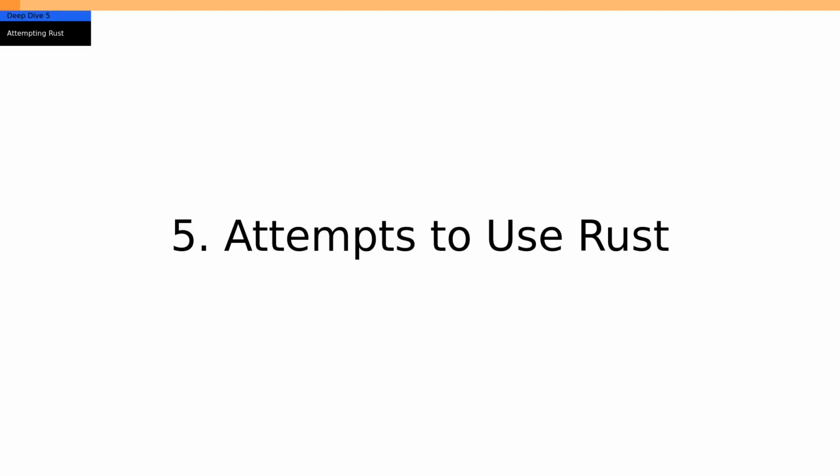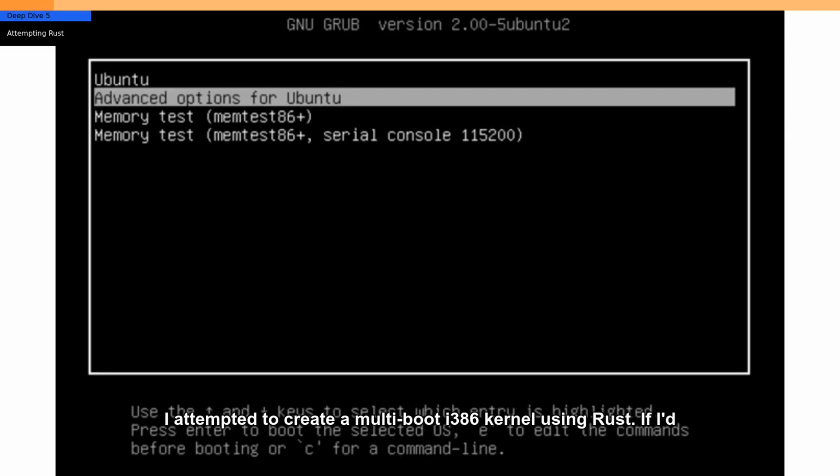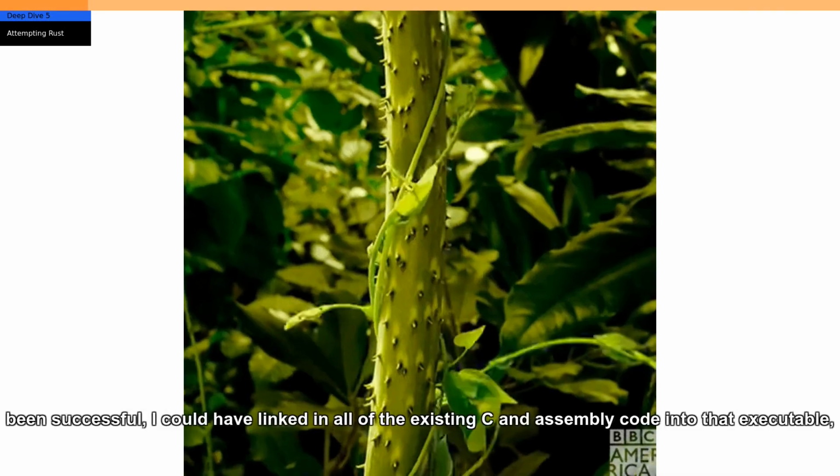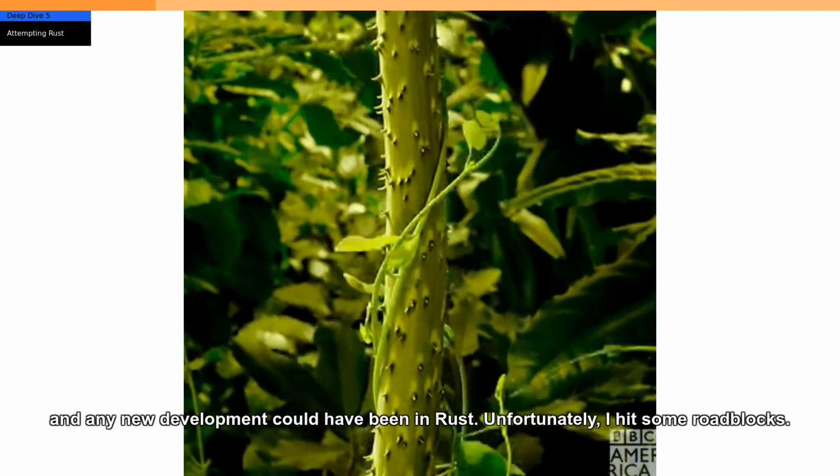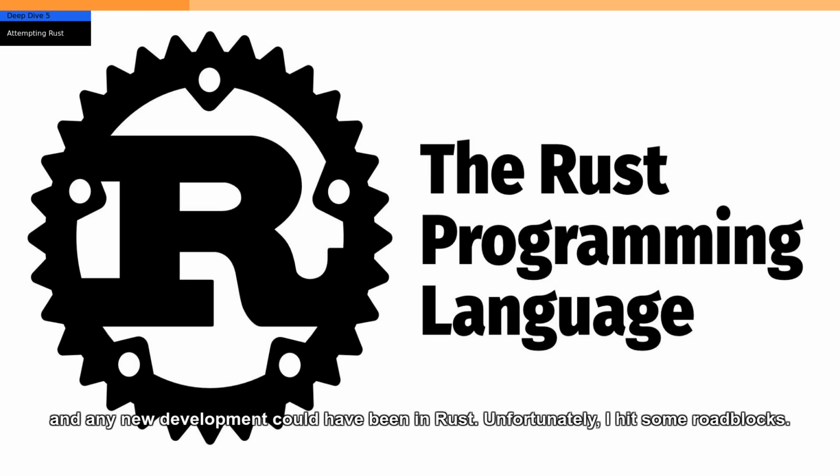Attempts to use Rust. I attempted to create a multiboot i386 kernel using Rust. If I had been successful, I could have linked in all of the existing C and assembly code into that executable, and any new development could have been in Rust. Unfortunately, I hit some roadblocks.